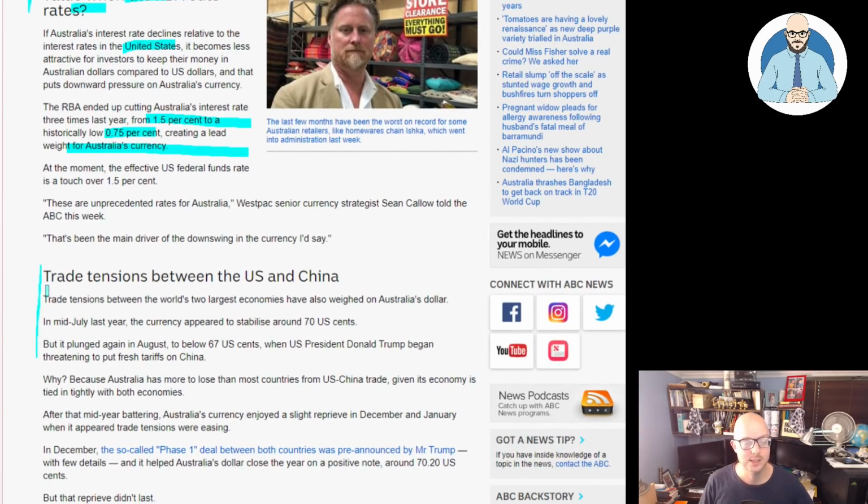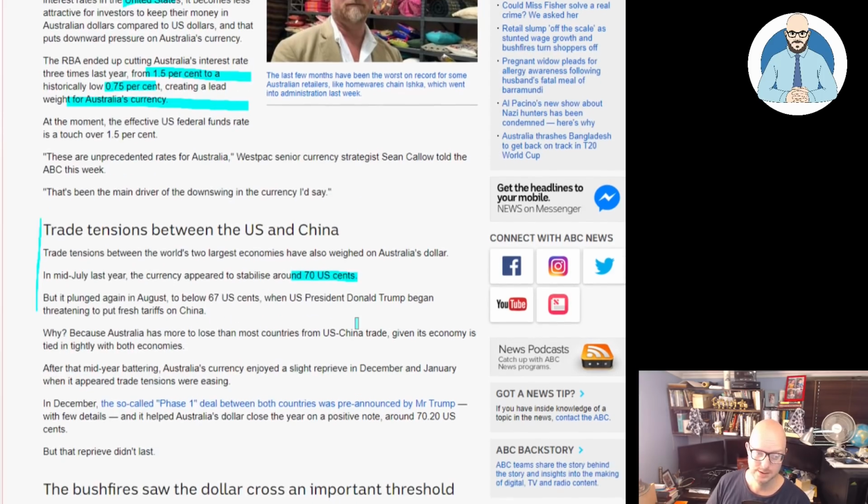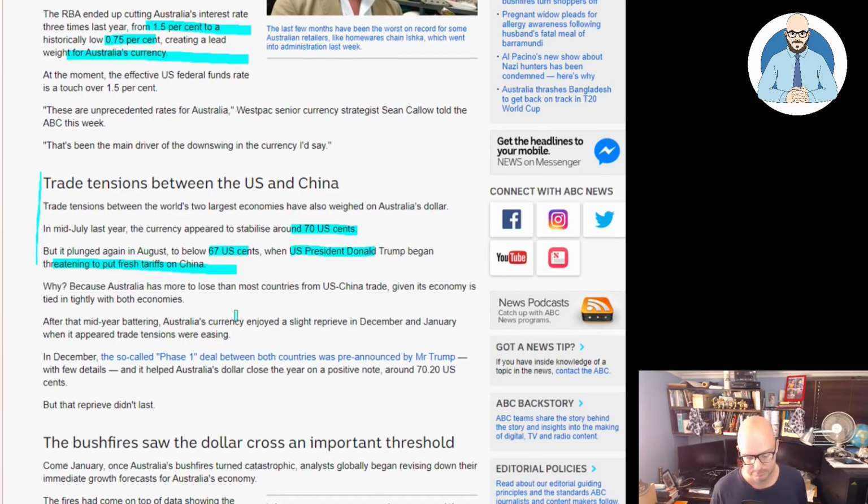Trade tensions between the US and China. Again, Australia is just a proxy for China, or the Australian dollar is a proxy for China. Trade tensions between the world's 2 largest economies have also weighed on Australia's dollar. In mid-July last year, the currency appeared to stabilise around 70 cents. But it plunged again in August below 67 cents when President Donald Trump began threatening to put fresh tariffs on China. And we've seen the imports and exports from China just slowing at the moment, and how shipping is crashing too.